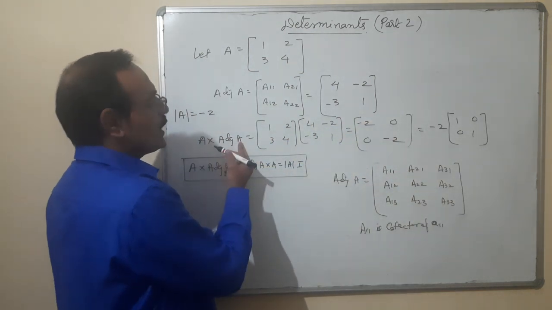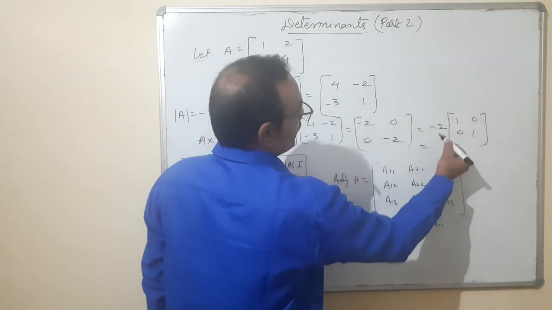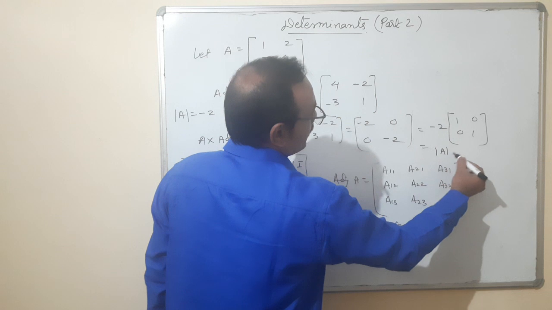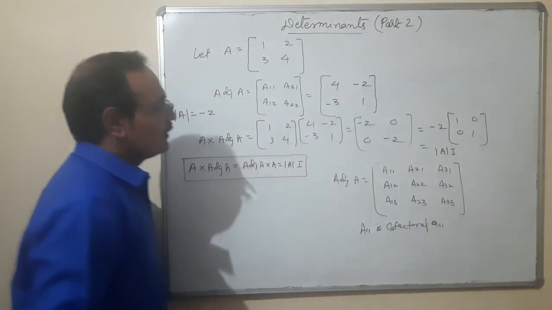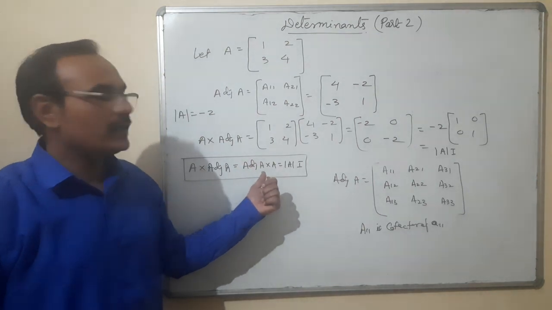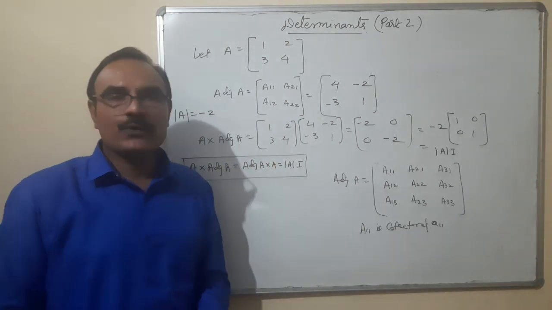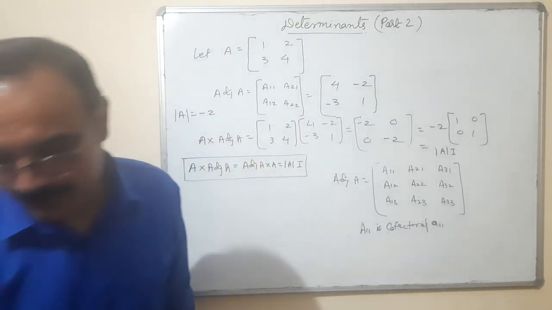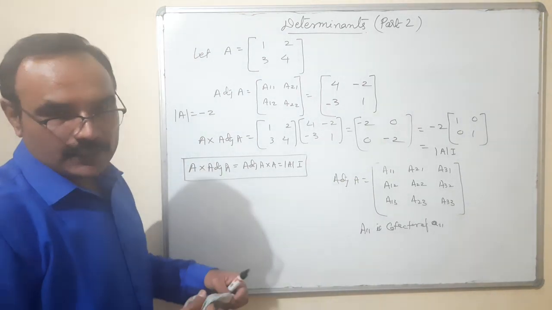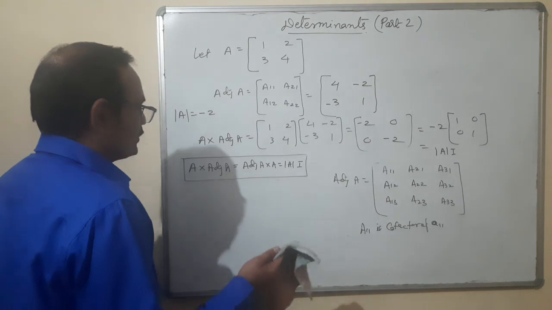So A into adjoint of A is equal to minus 2 into I. What does it mean? Minus 2 is the determinant value of A into I. Okay, so this is verified. A into adjoint of A is equal to adjoint of A into A, which is equal to determinant value of A into I. And it is verified for any square matrix, 2 cross 2, 3 cross 3.